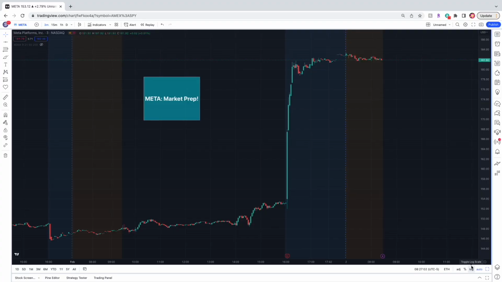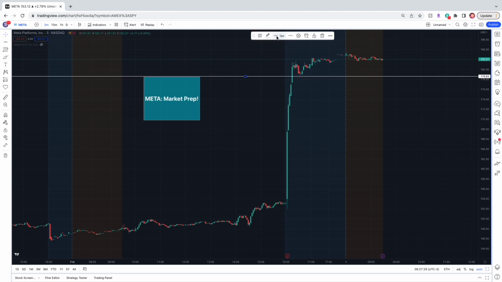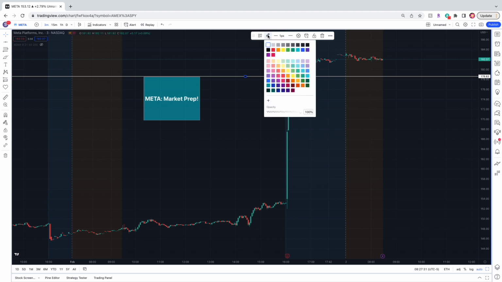Today I'm going to do a quick market prep video where I'm going to plot support and resistance for Meta. So as you can see, Meta had earnings yesterday after the bell and they had a huge gap up, and we want to try to figure out how we're going to play this gap up. So the first thing I'm going to do is mark pre-market support and resistance levels.